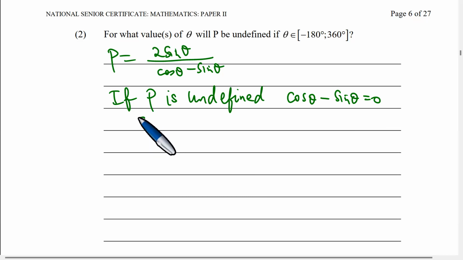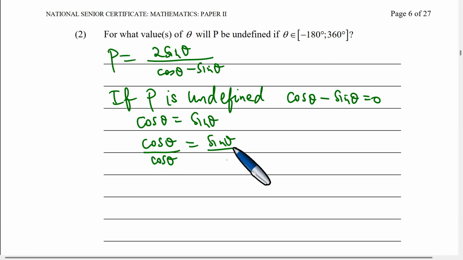So this means that we have cosine theta will be the same as, when you transpose, sine of theta. How do we solve this? Okay, to solve this one here, you can divide it straight away. Cosine theta is equal to sine theta. We need to solve for theta. So we can divide the left by cosine theta, divide the right by cosine theta, which means 1 is equal to the tangent of theta.